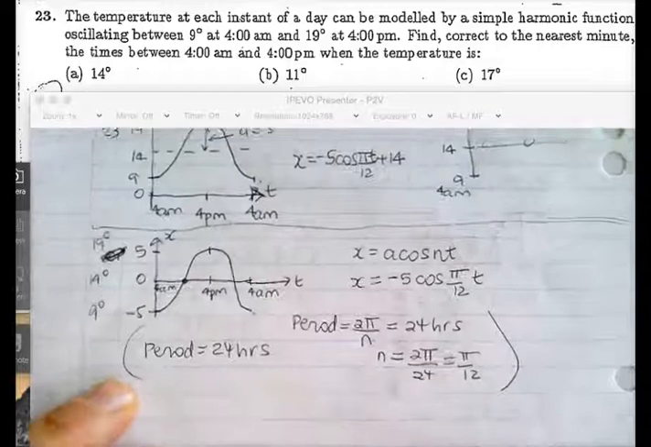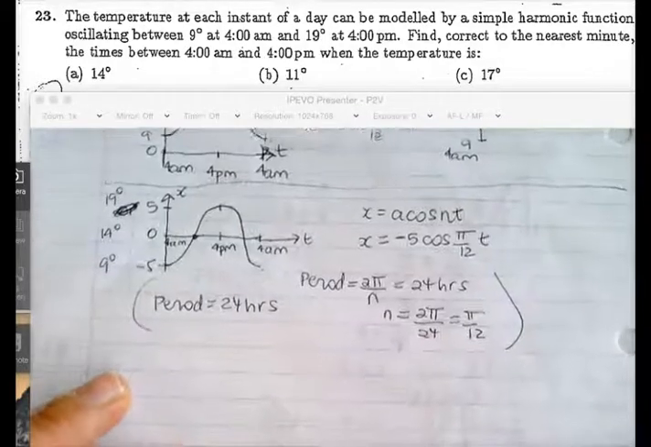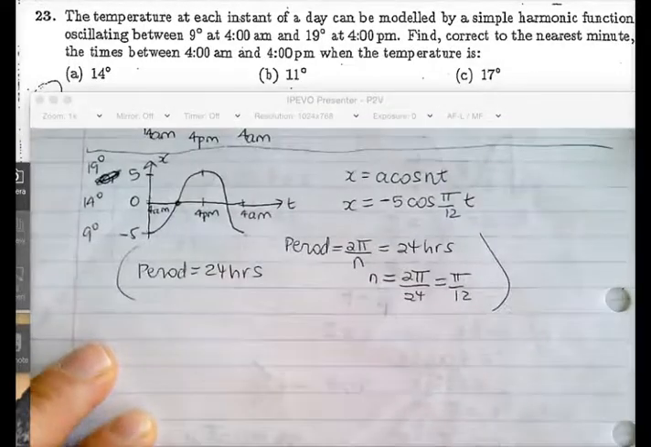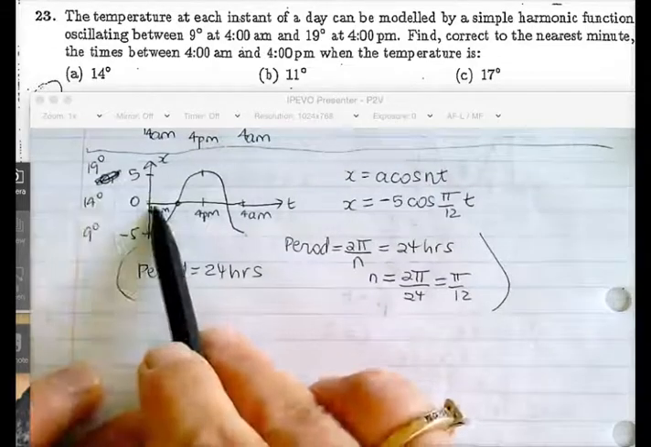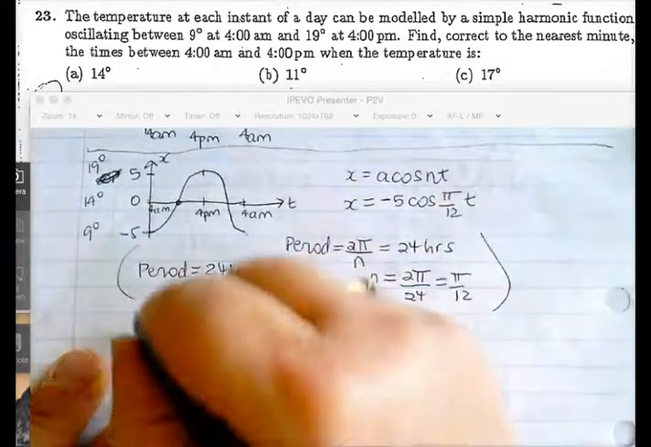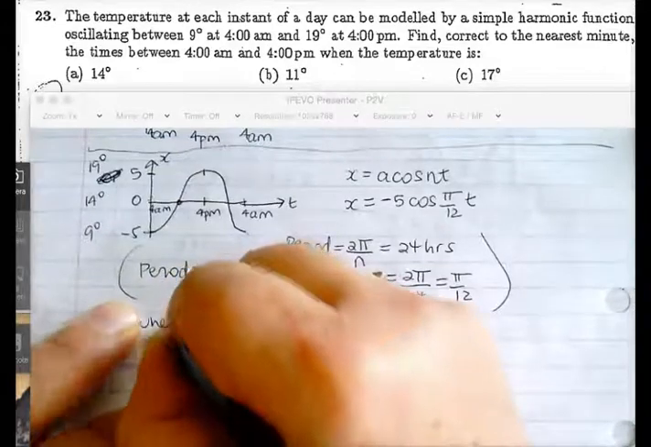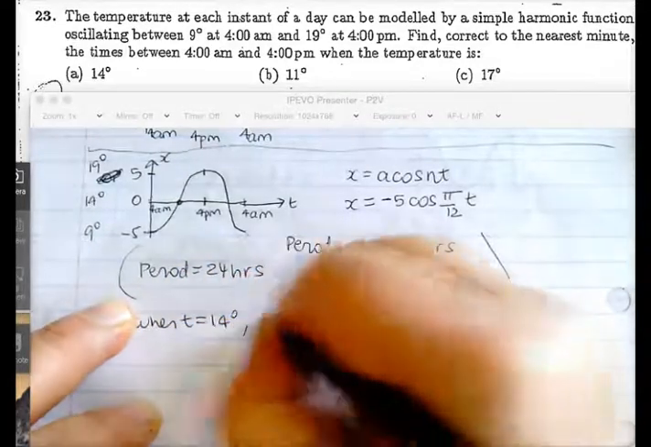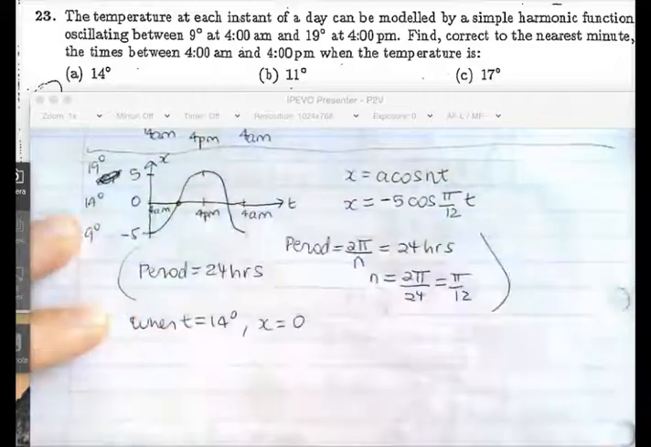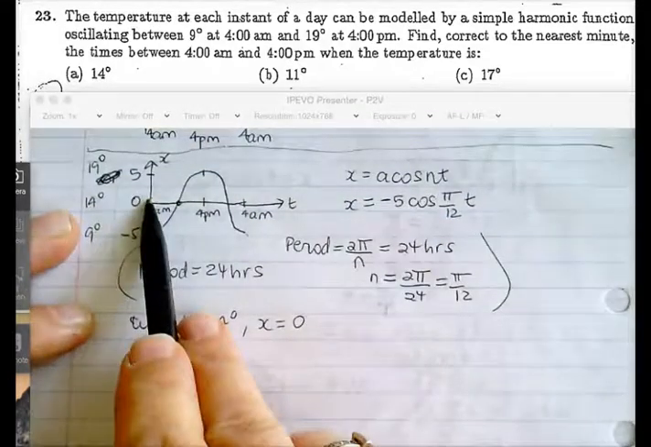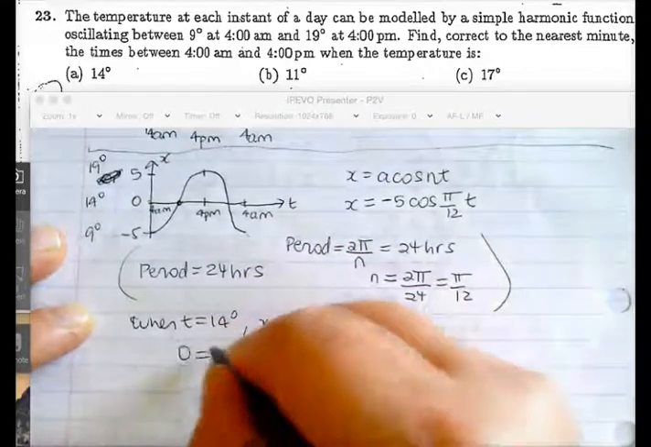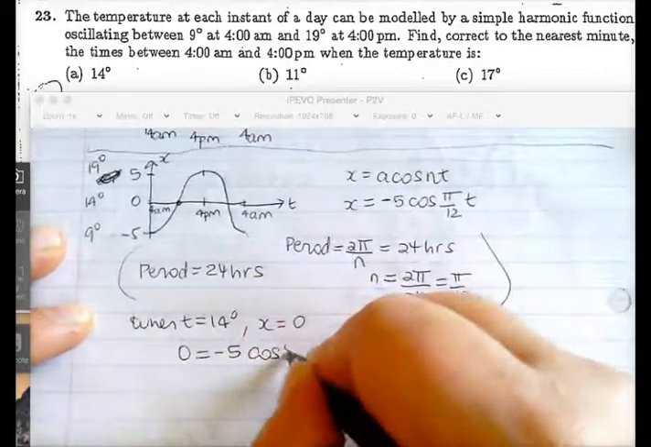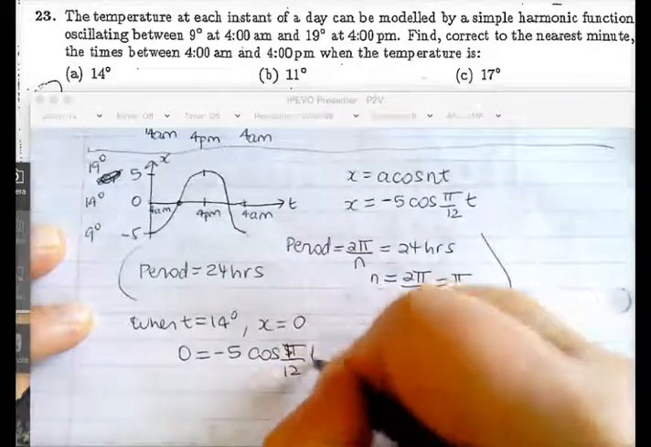Can I move down? It says find, correct to the nearest minute, the times between 4 a.m. and 4 p.m. when the temperature is 14. If I'm using this graph, 14 degrees is really 0. So when the temperature is 14, I'm putting x is 0 on this graph down here. You got it? So I'm putting 0 into this one. 0 is -5 cos pi on 12 t.